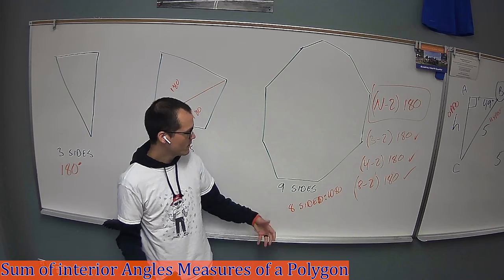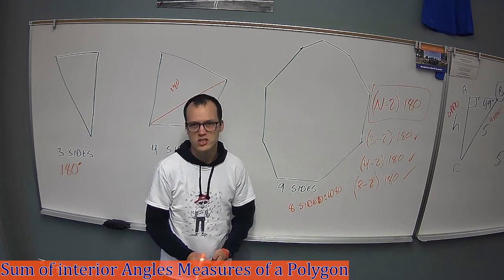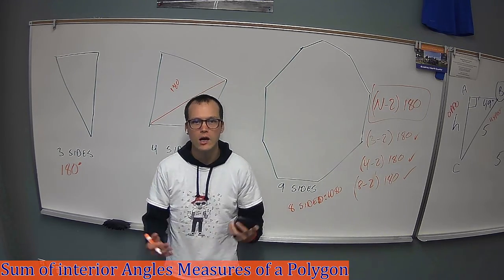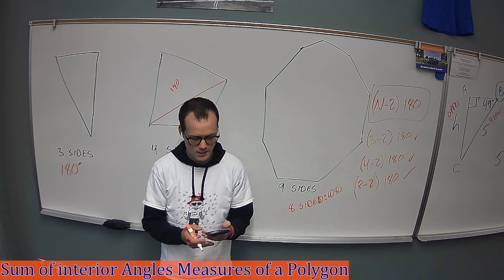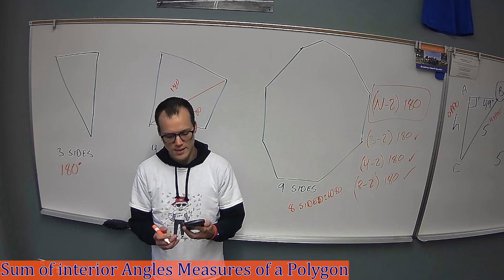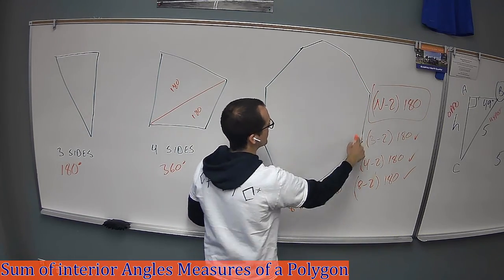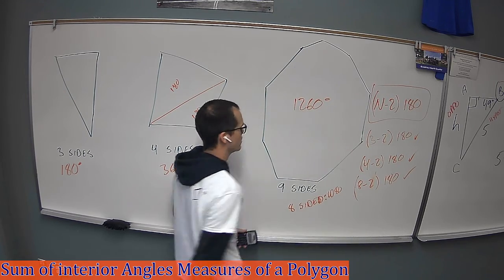Okay, because I made that mistake, we have some exploring to do. What about a 9-sided polygon? Let's check it out. So we're going to follow the same formula. N minus 2 times 180. Our n in this case is 9. 9 minus 2 is 7 times 180. This is the number we just came up with. So 7 times 180 is 1260. So the sum of these 9 angles is 1260 degrees.